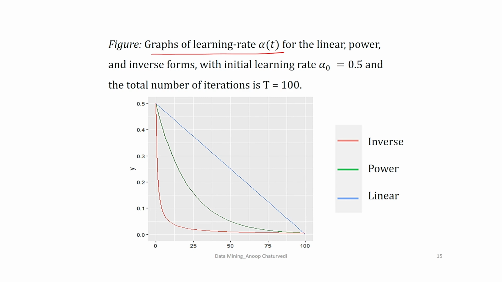These are the graphs of learning rates alpha t for the linear, power and inverse forms. We have taken the initial learning rate alpha naught equal to 0.5 and the total number of iterations capital T equal to 100. So this is the linear learning rate, and then we have the inverse learning rate here and the power learning rate here. So these are the plots of three learning rates.